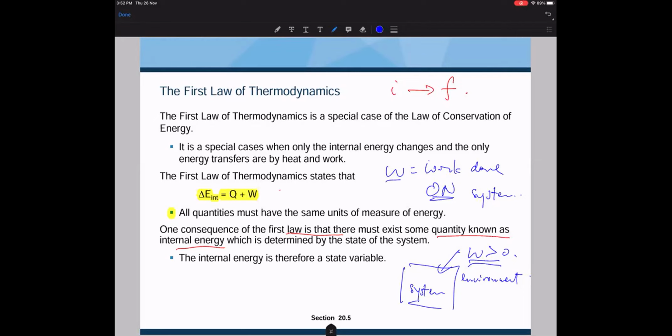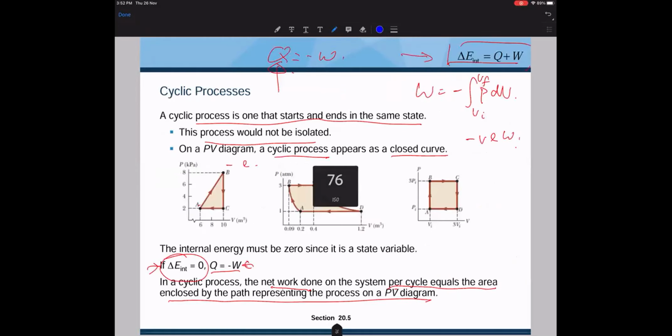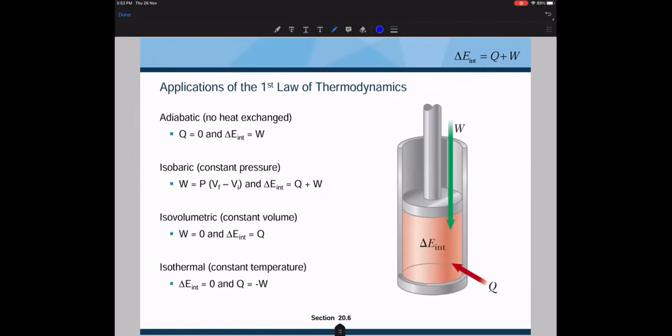And once again, by our definition, W is the work done on the system by the environment. It is the work on the system, not work by the system. Work by the system is just the negative of the work on the system, if you like.